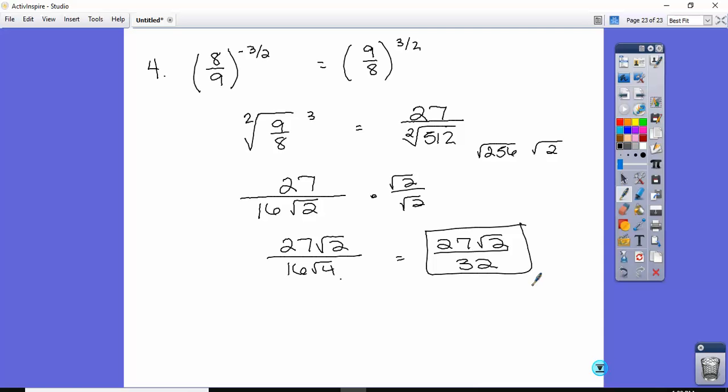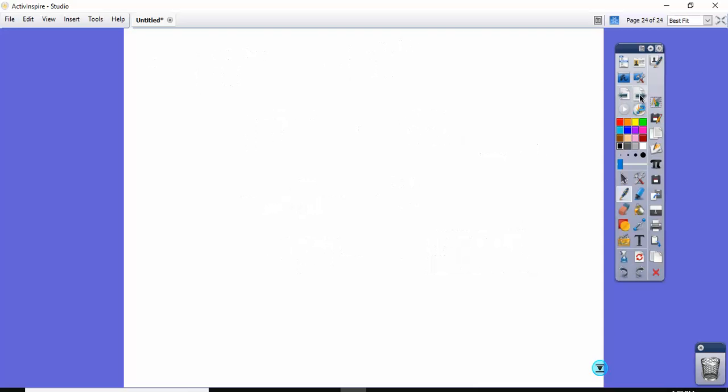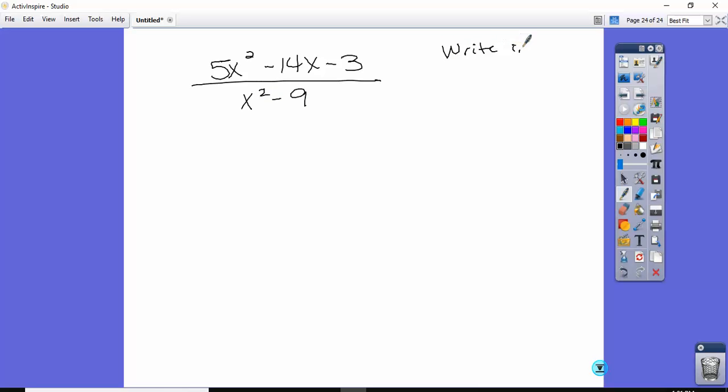Okay. Have you tried either of those, or can I just make up another problem? Is that okay if I just make up one? All right. Let's say I told you to write 5x squared minus 14x minus 3 over x squared minus 9. And I want you to write that in lowest terms.